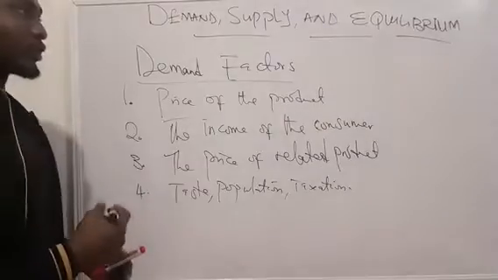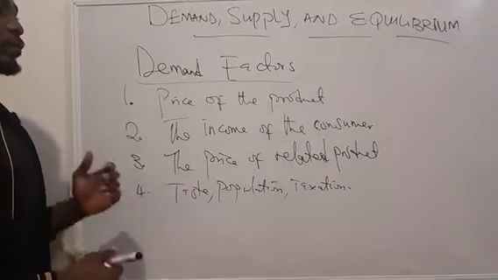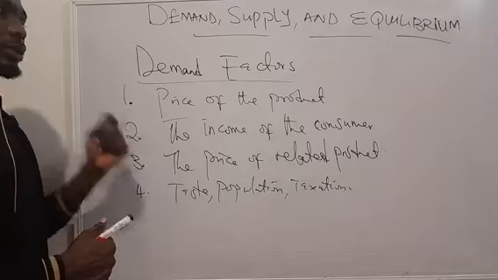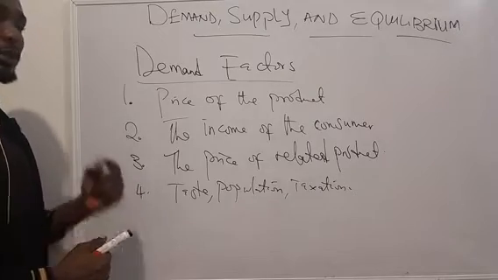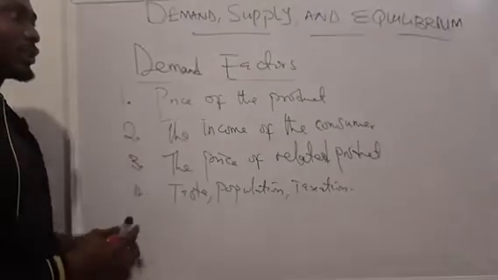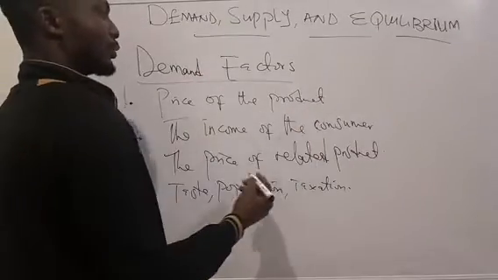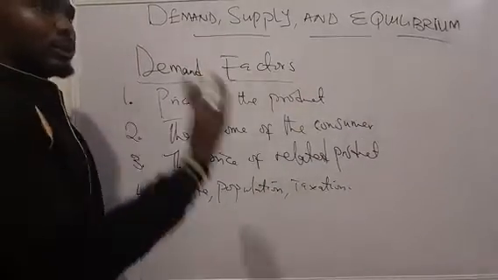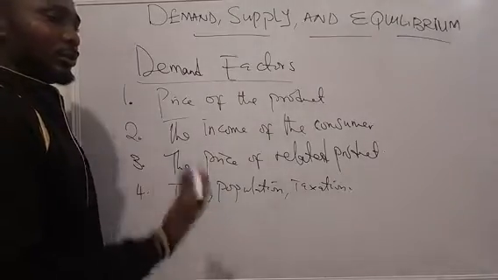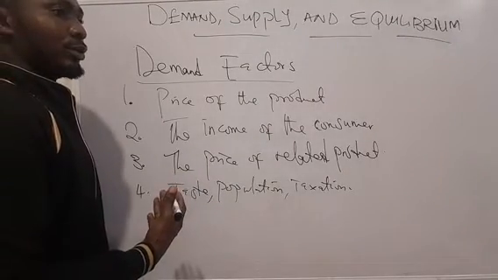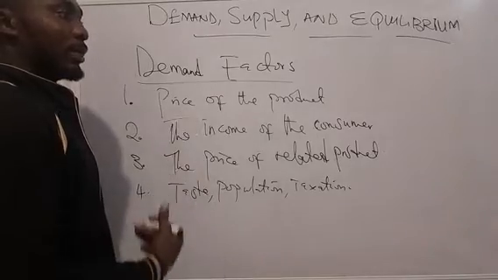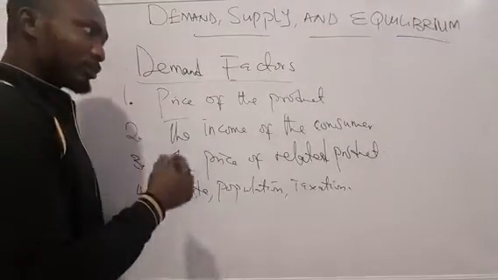Now, these factors affecting demand have a relationship with the amount of goods that can be purchased at a given point in time. So let's take the first one. If we talk about the price of the product, if you intend to buy anything, depending on the price of the product, you can buy more or you can buy less. So how does it work?